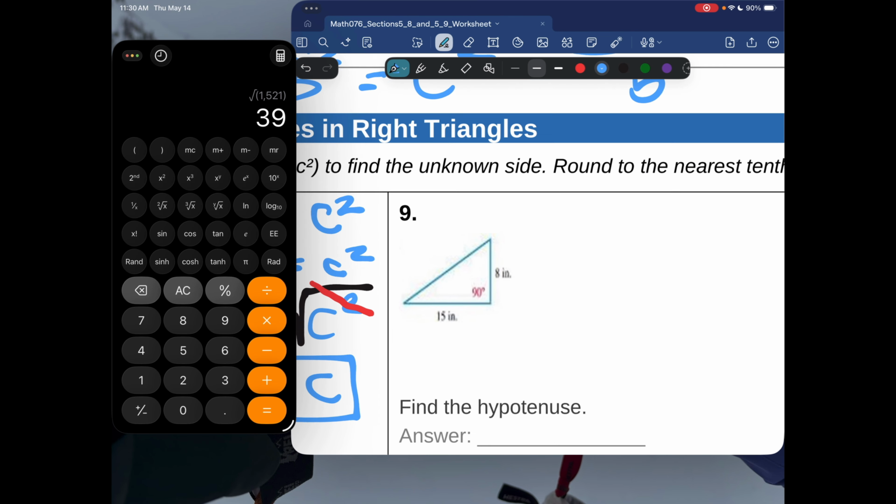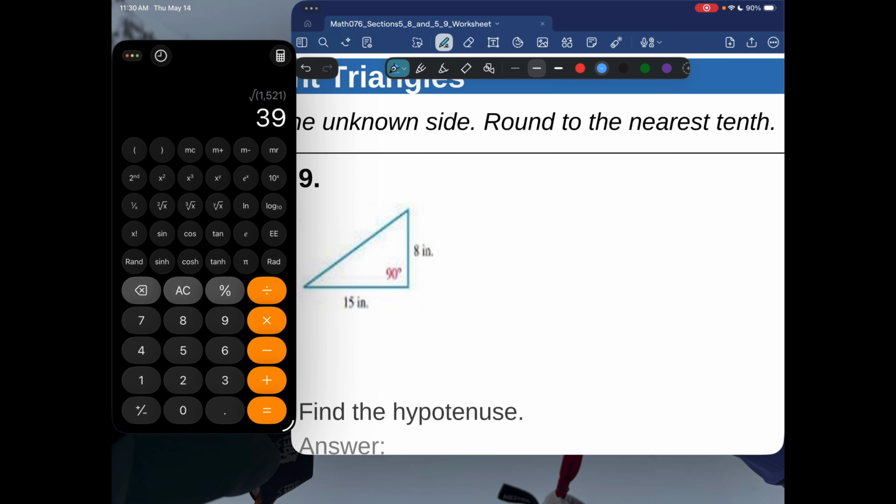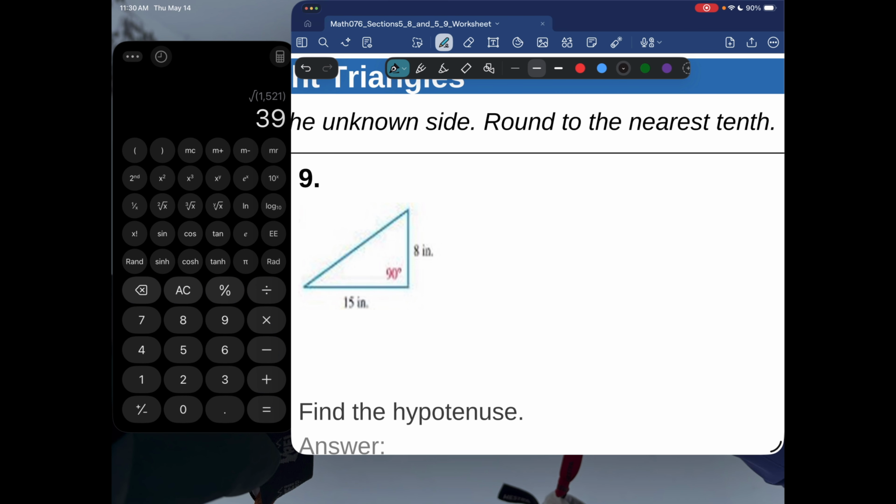Okay. Again, I'm going to start with my formula for Pythagoras. a squared plus b squared equals c squared. So my unknown side over here, this is going to be c because it's my hypotenuse, my long side. And then plug in values.